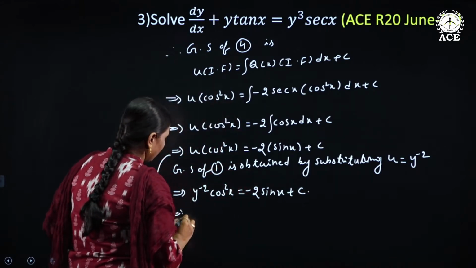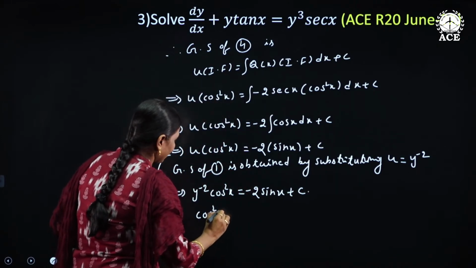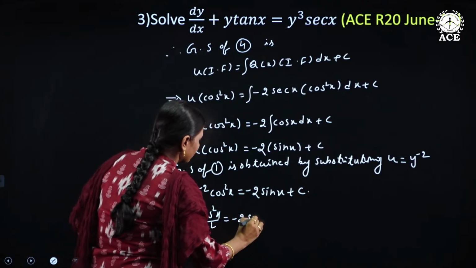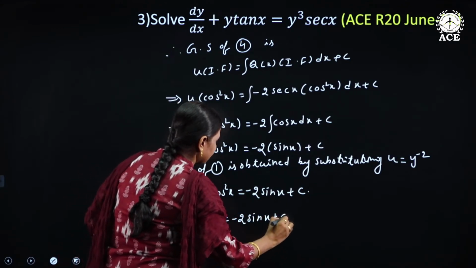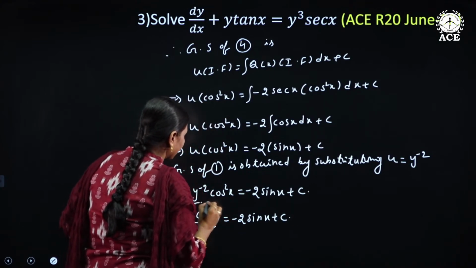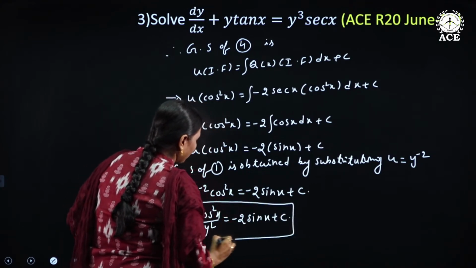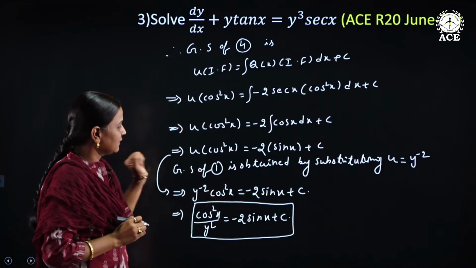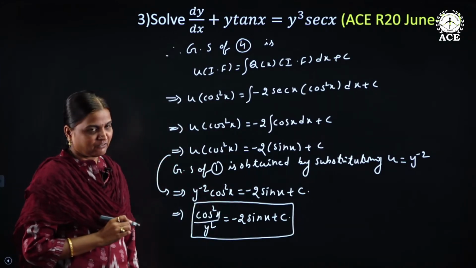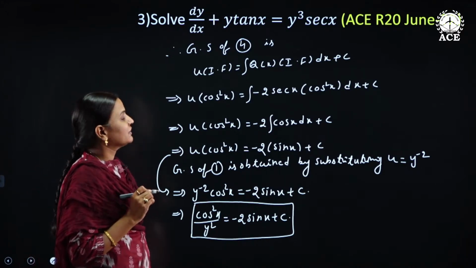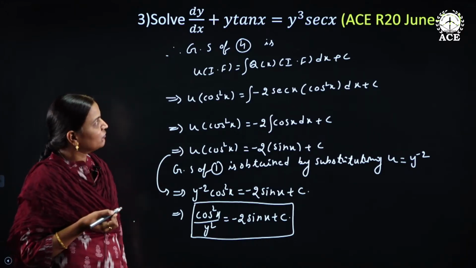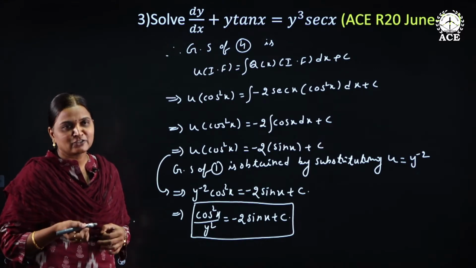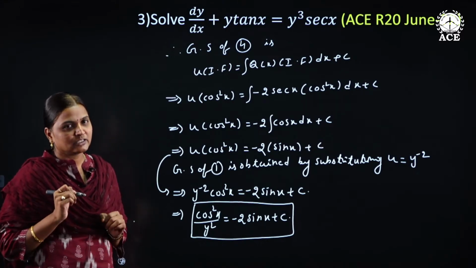Again we can also write that cos square x by y square is equal to minus 2 into sin x plus c, which is the required general solution of the given Bernoulli's differential equation. So this is the solution of the given differential equation. My dear students, please try to solve the remaining questions. That means find the integrating factor or general solution. Please post your answer in the chat box.